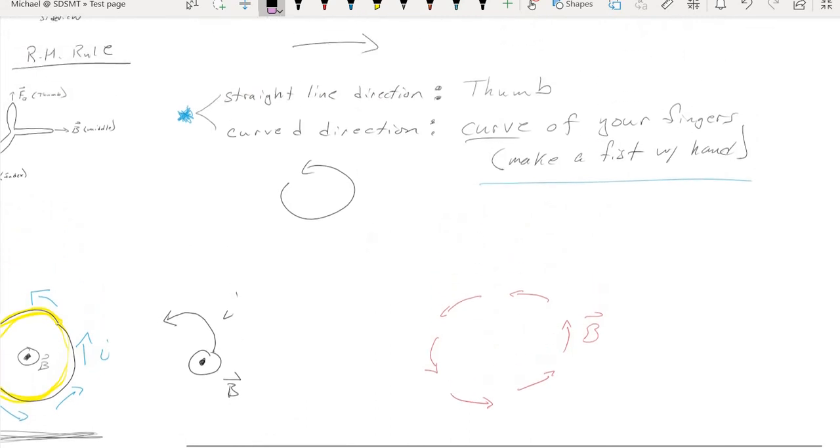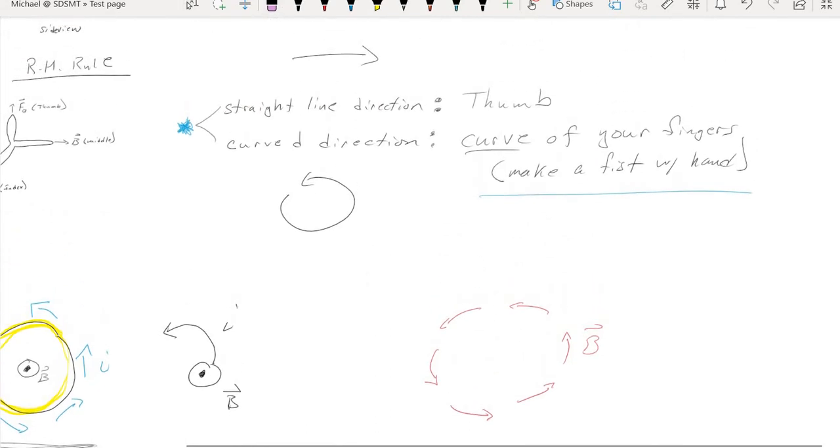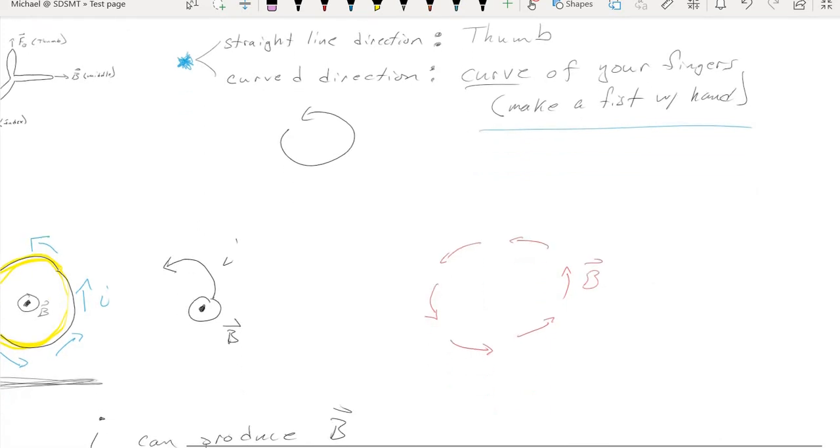Well, go back to the right-hand rule. The right-hand rule says when it comes to current and magnetic field, one of them is going to be pointing in a straight line, the other is going to be in a curved direction. In this case, it's the magnetic field that's in the curved direction. So take your fist, allow your fingers to curve in the direction of whatever is moving in the curved direction for your diagram, which in this case is the magnetic field, and then see which way your thumb pops out.